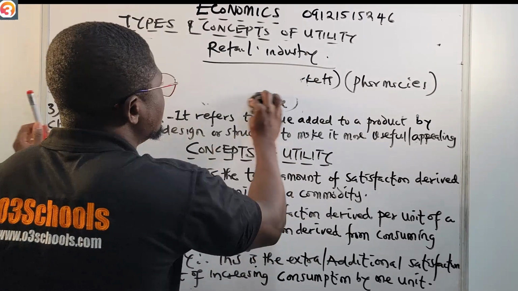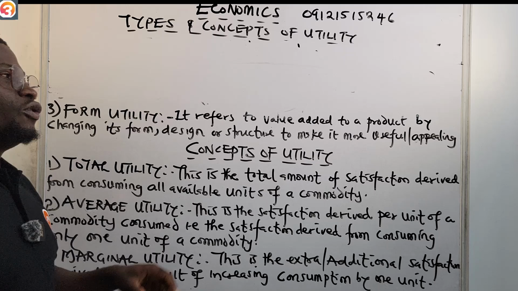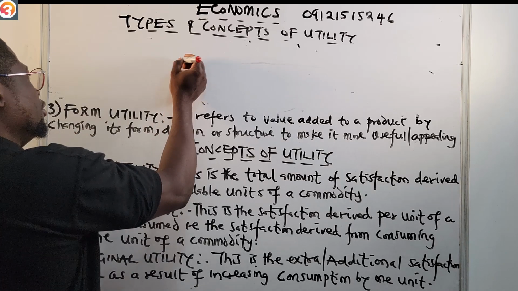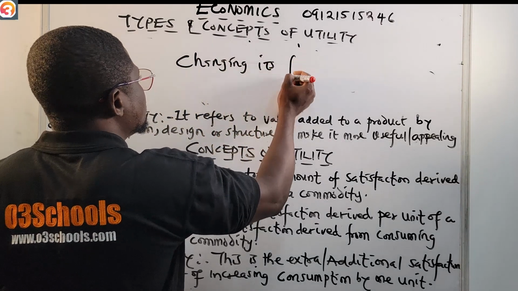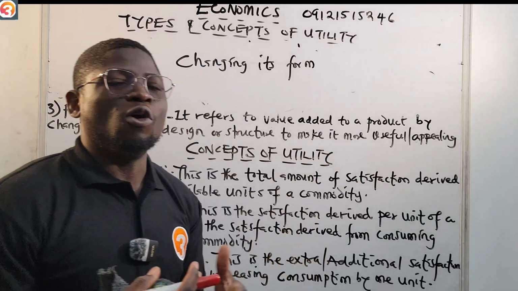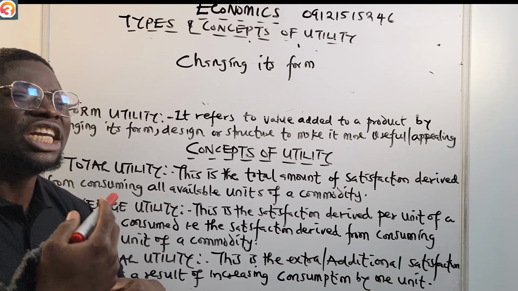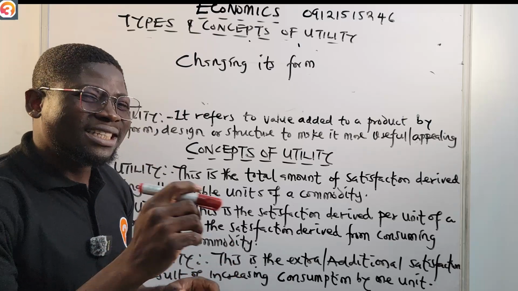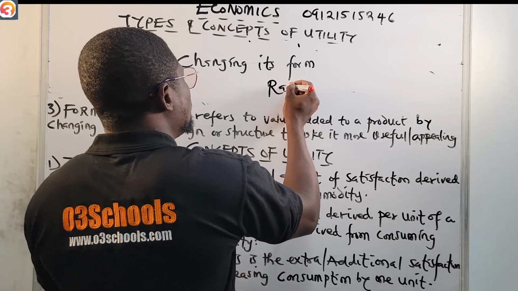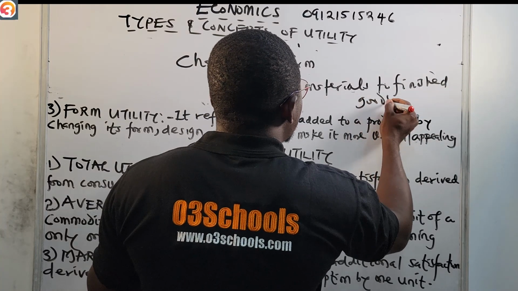Let us also see form utility. Form, F-O-R-M, utility refers to value added to a product by changing its form, design, or structure to make it more useful or appealing. This means that a commodity's utility changes when its form changes, for example, from raw materials to finished goods.